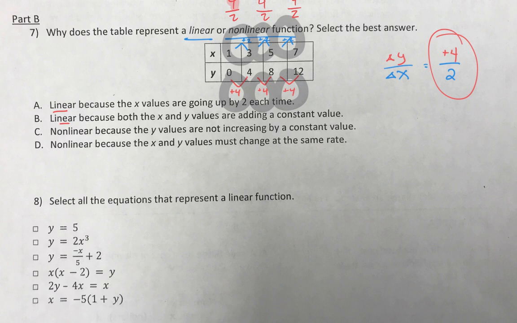But the reason, A says linear because the x values are going up by 2 each time. And that's not quite right. I mean, it's true. The x's are going up by 2 each time, but the fact that the y values are also changing at a constant rate is important as well. So the x's and y's are changing by a constant rate or a constant value. That's why B is correct.